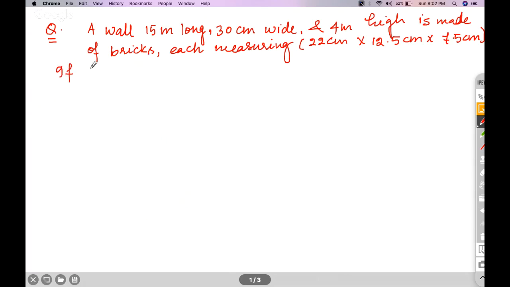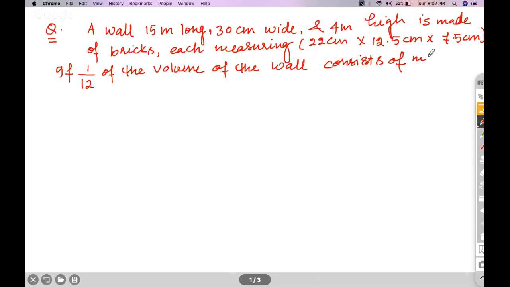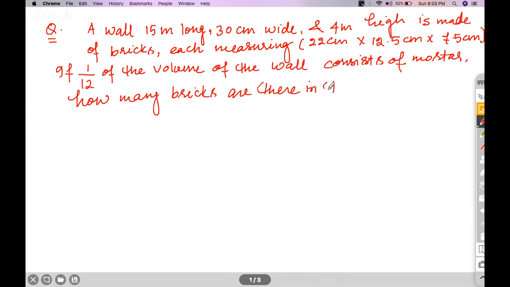If 1 by 12 of the volume of the wall consists of mortar, how many bricks are there in the wall? Just find out the answer.